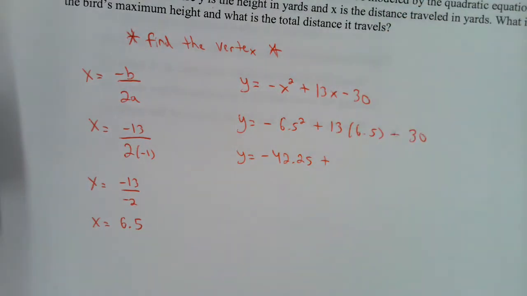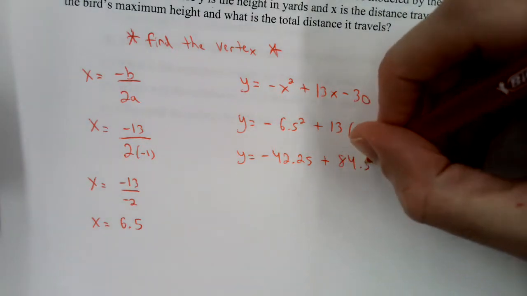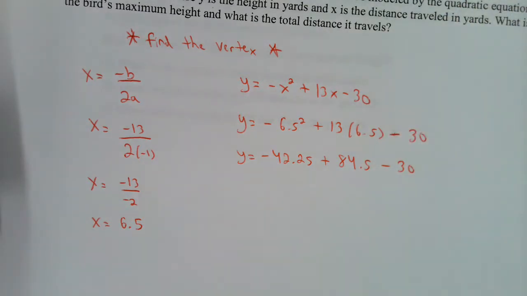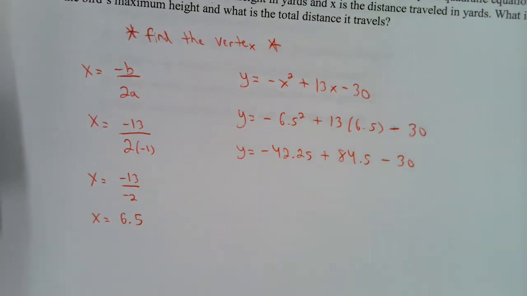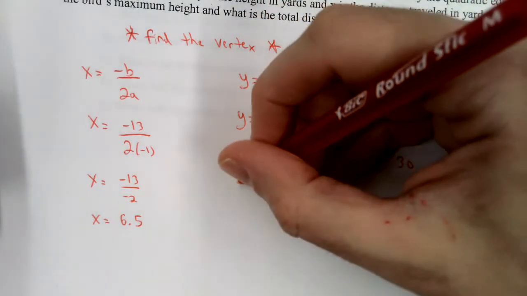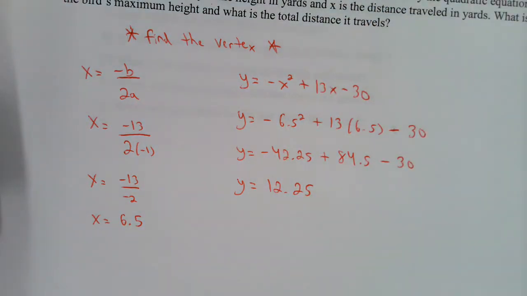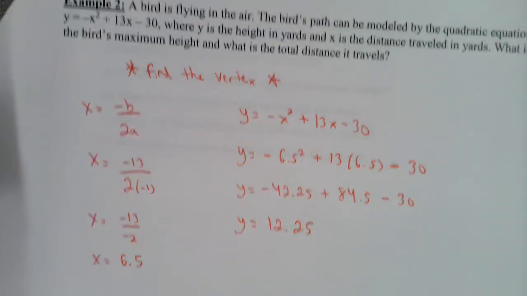13 times 6.5 will be plus 84.5. And then minus 30. So now combine those and you get, let's see, 84.5 minus 30 minus 42.25. You should get y equals 12.25. So that's my answer for part 1.